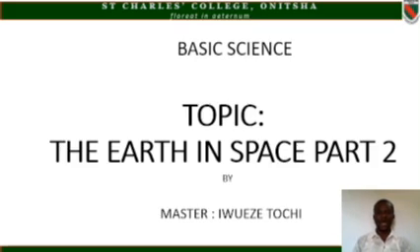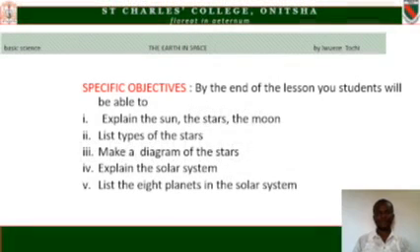Today, our online lesson is on the Earth in Space, Part 2. Specific objectives. By the end of the lesson, you students will be able to explain the sun, the stars, and the moon. List types of stars. Make a diagram of stars. Explain the solar system. List the 8 planets in the solar system.